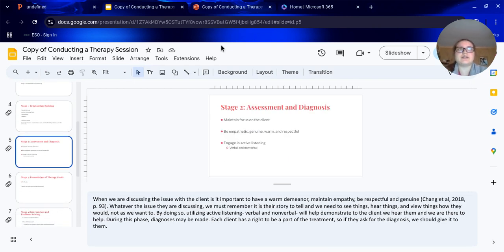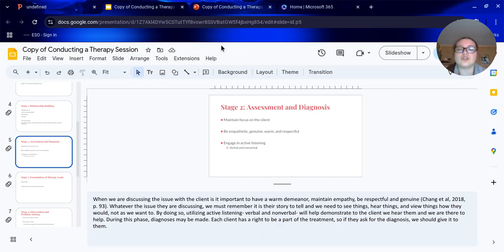Stage 2. Assessment and diagnosis. When we are discussing the issue with the client, it's important to have a warm demeanor, maintain empathy, be respectful, and genuine. Whatever the issue they are discussing, we must remember it is their story to tell, and we need to see things, hear things, and view things how they would, not as we want to.